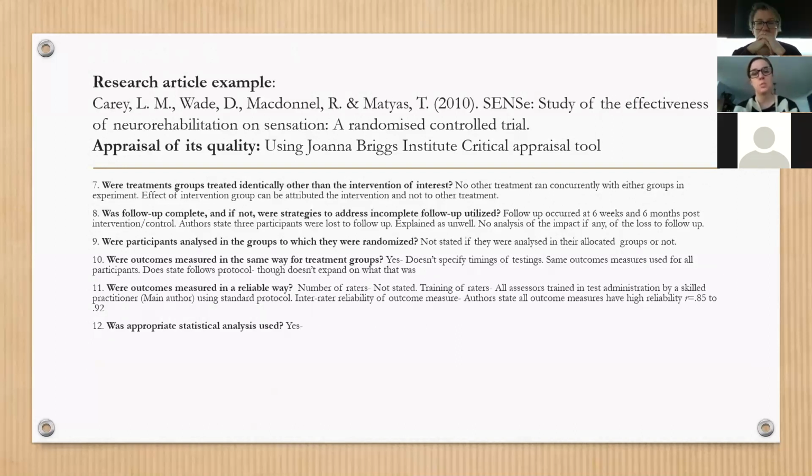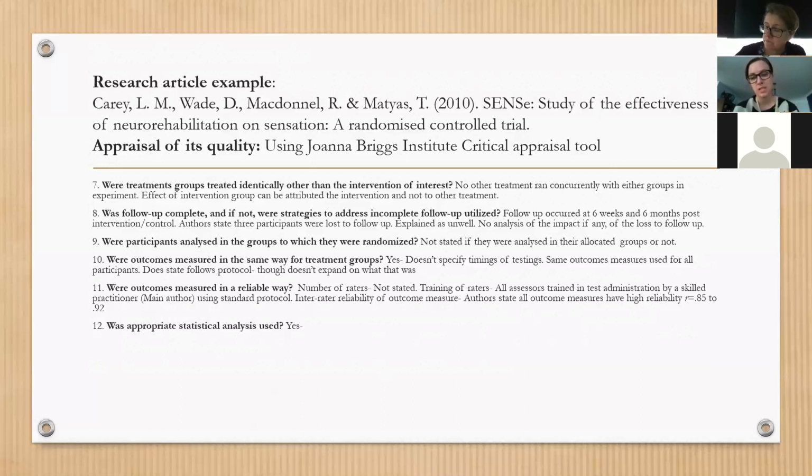The same outcome measures were used for all participants, and it did state that they follow the protocol. However, they didn't give an example of what the protocol was. Were outcomes measured in a reliable way? There was a number of raters, but the number of raters wasn't stated.